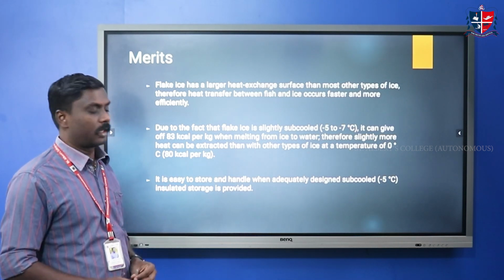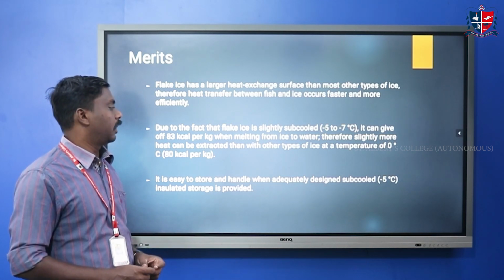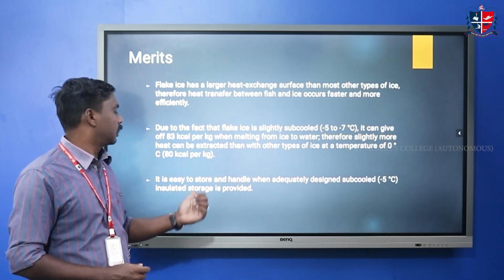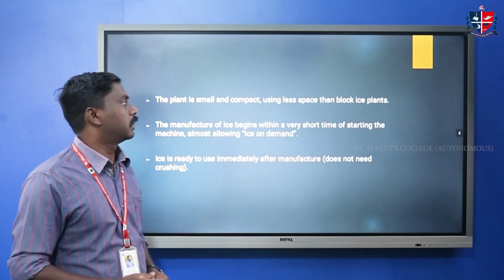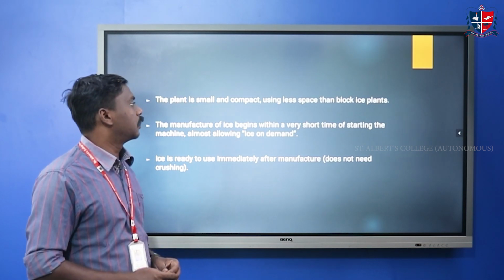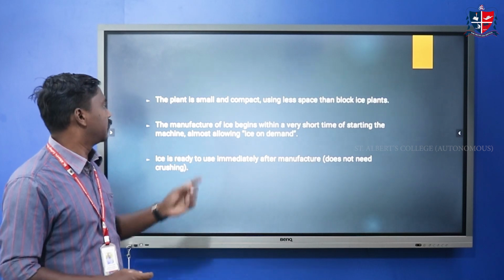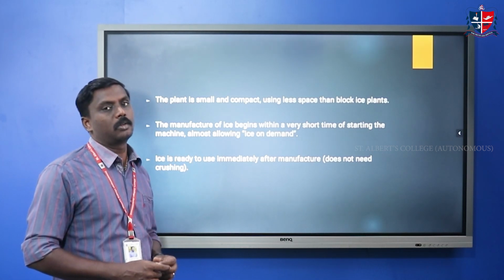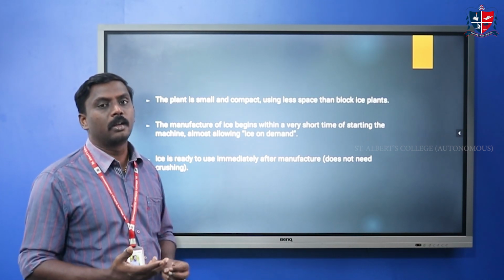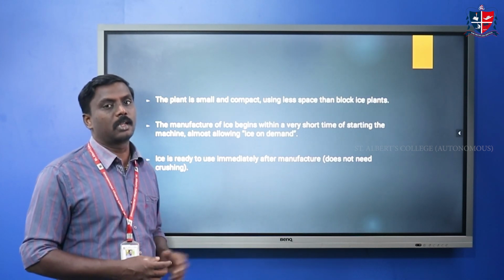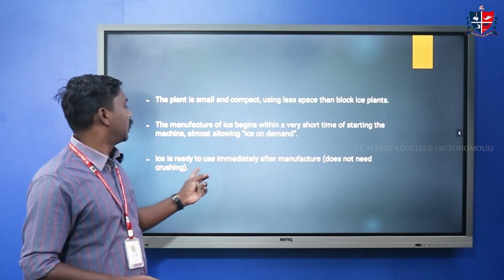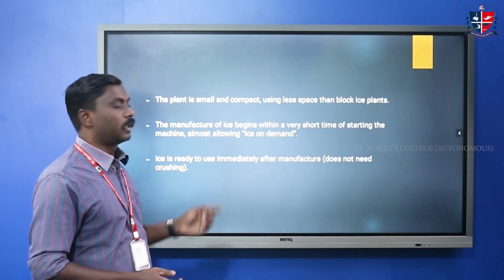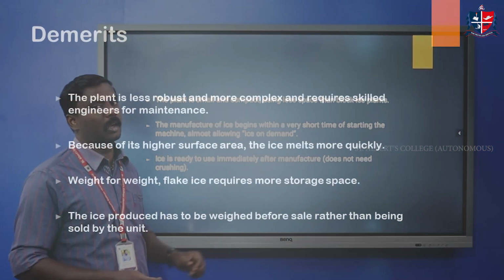It is easy to store and handle when adequately designed. Subcooled, -5 degrees Celsius insulated storage is provided, and the plant is small and compact, using less space than block ice plants. The manufacture of ice begins with a very short start-up time, almost allowing ice on demand. So, whenever ice is required, we can start the process, and it is very fast. We will get ice on demand. Ice is ready to use immediately after manufacture and does not need crushing as block ice does.